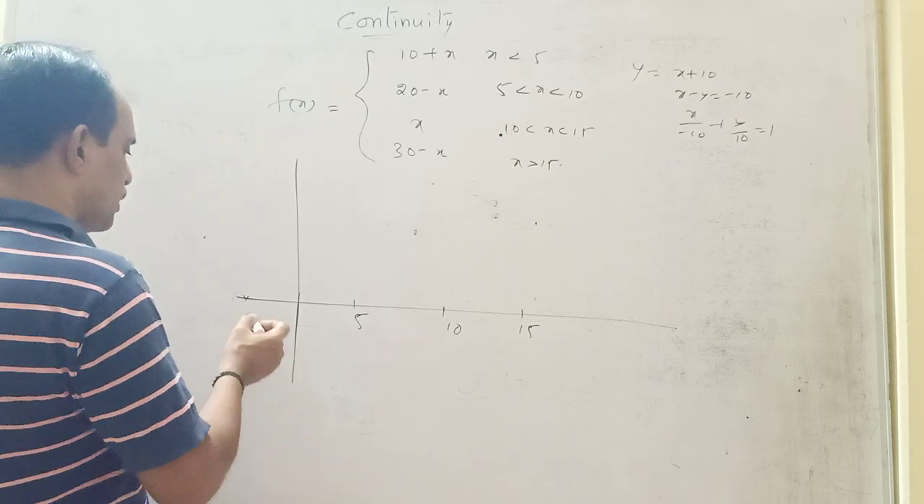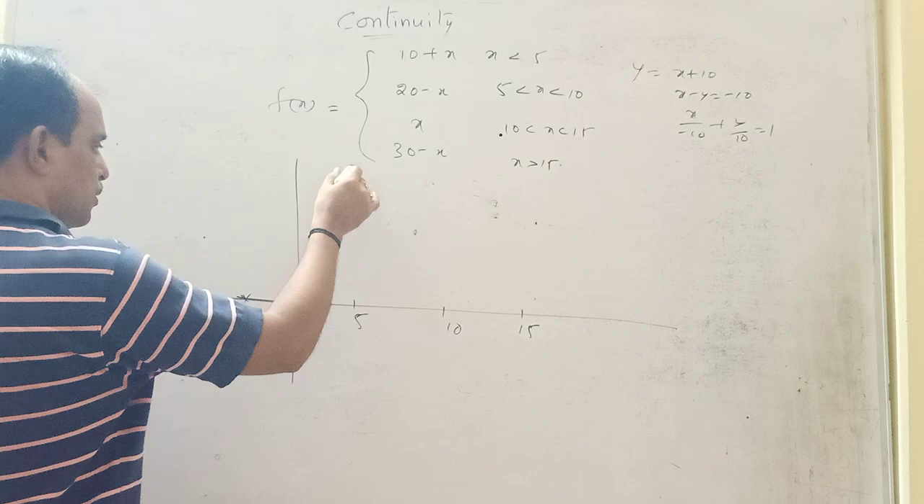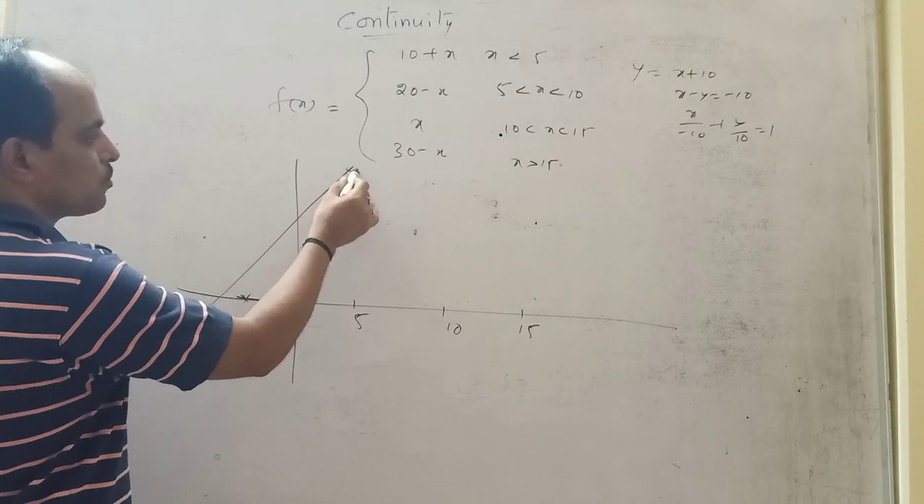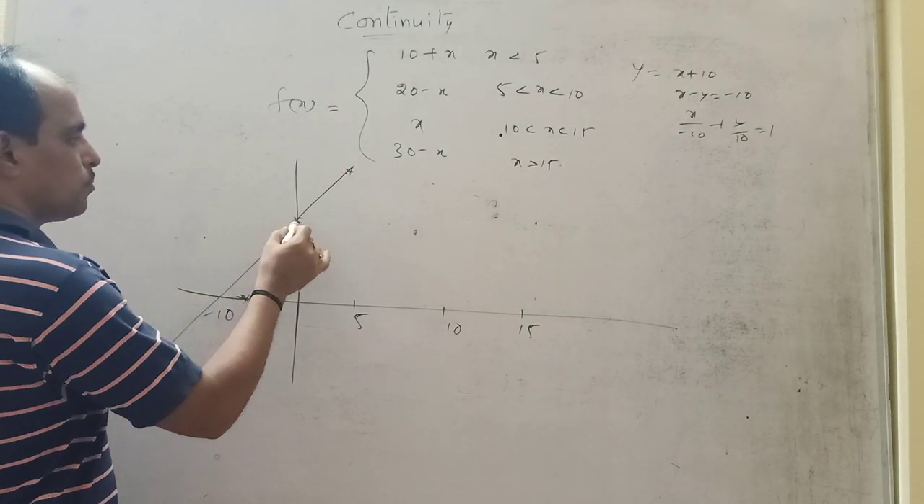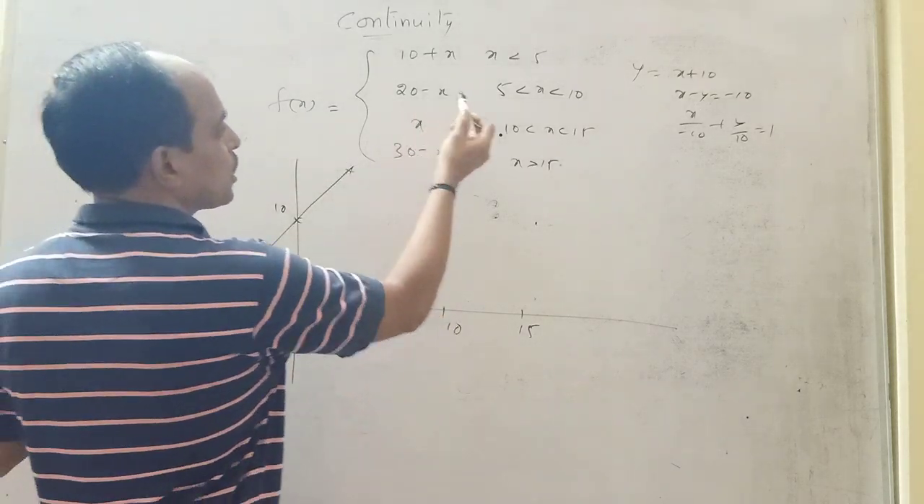x minus 10, y is equal to 10; x minus 10, y is 10. The graph will be like this, up to 5 only. For x negative, minus 10, y is 10 positive. So the graph will be like this, up to 5 only. From 5 to 10 you have to draw the graph.